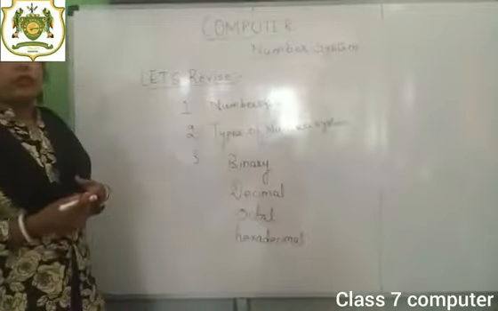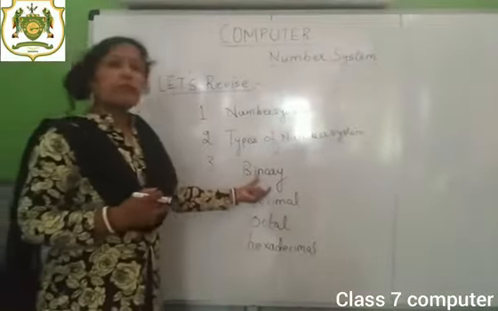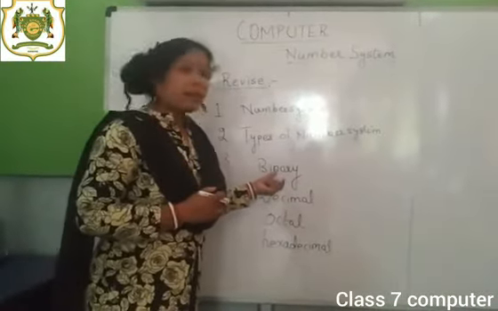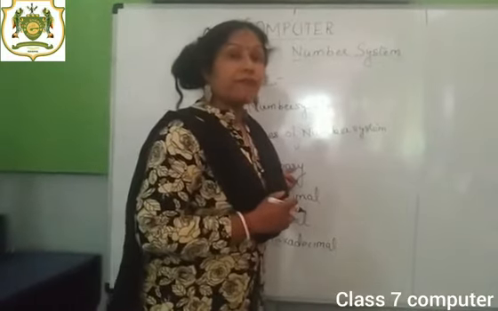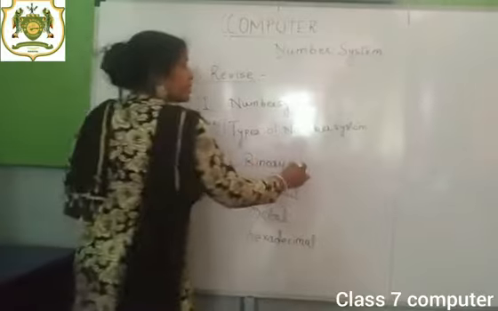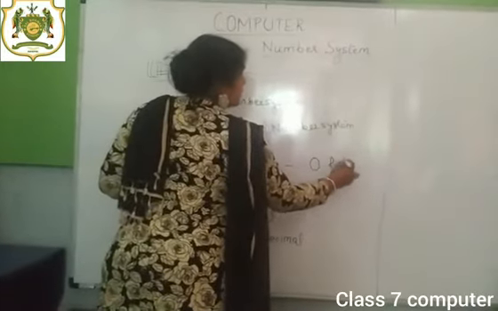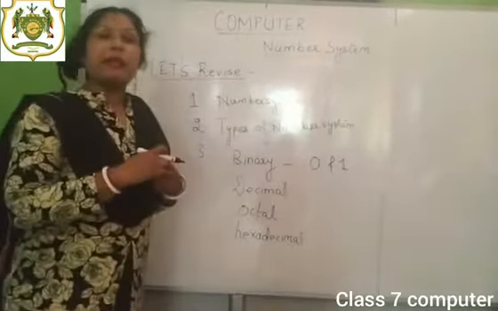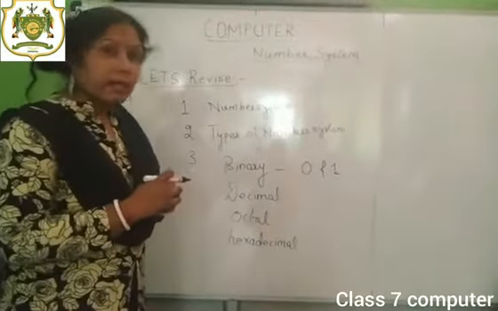Now let me tell you very quickly what is the meaning of binary number system. Binary number system means that number system which consists of only 2 digits. That means the combination of digits 0 and 1. It will only be containing 2 digits, and that is the binary number system.